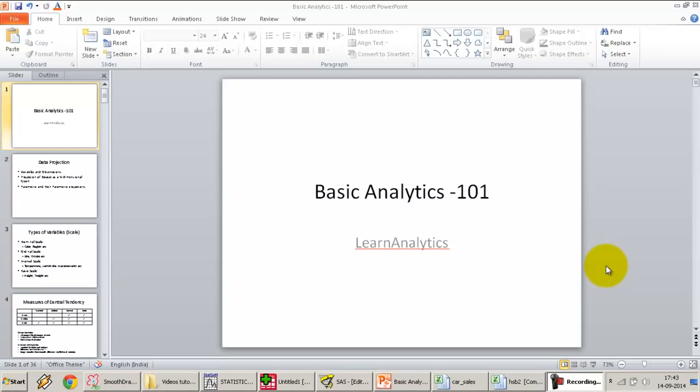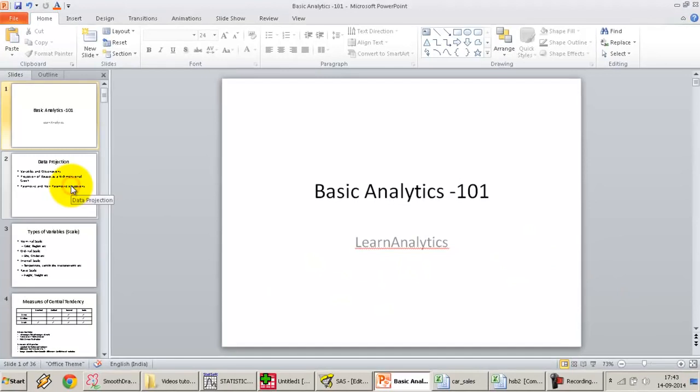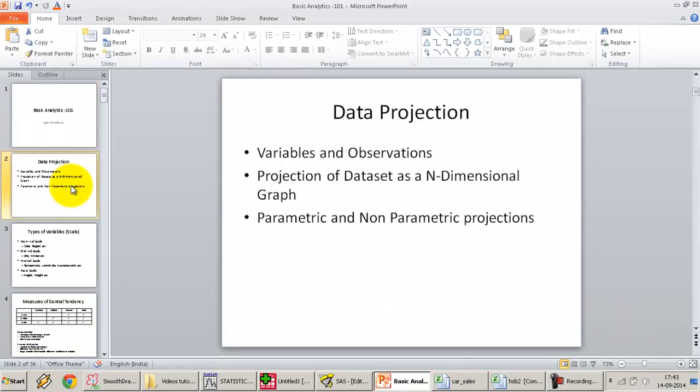Now, starting off with our first concept, what I call data projection. What do we mean by variables and observations? What do we mean by projection of data onto an n-dimensional graph? And more specifically, what do we mean by parametric and non-parametric projections?